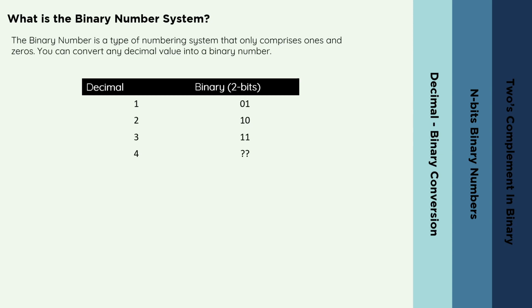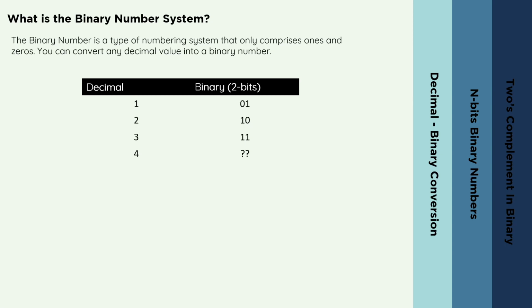As you can see here, I've given a couple of starter decimal values converted into 2 bits binary numbers. First, we have the number 1, which is 01. The number 2, which is 10. And the number 3, which is 11. As for the number 4, you can see that I've listed it as question marks. This is because it is actually not possible to display the number 4 in a 2 bits binary number.